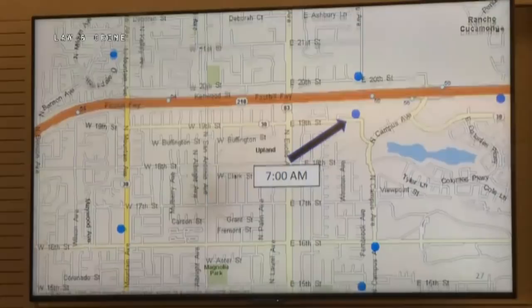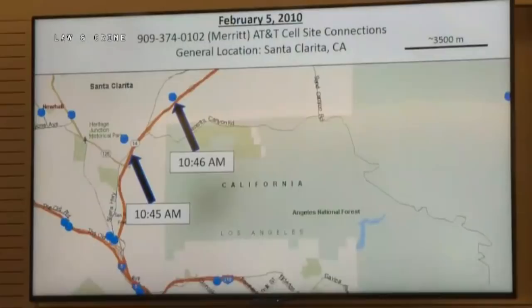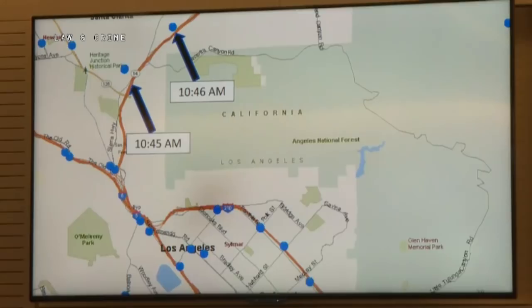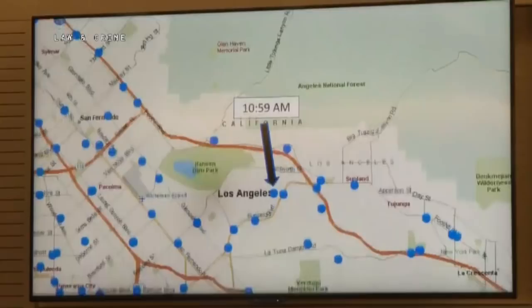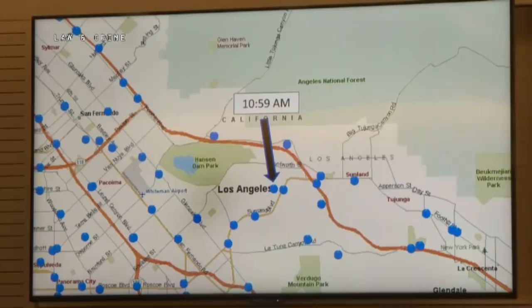And 470, is that on February 5th as well? Yes. On February 5th, the next two calls available are at 10:45 and 10:46 a.m., and they are in the Santa Clarita area, just off of Highway 14. 471, correct? Yes. Still on February 5th? Yes. This is a 10:59 a.m. single connection in the San Fernando area. I'm not sure. Oh, it's Interstate 210.